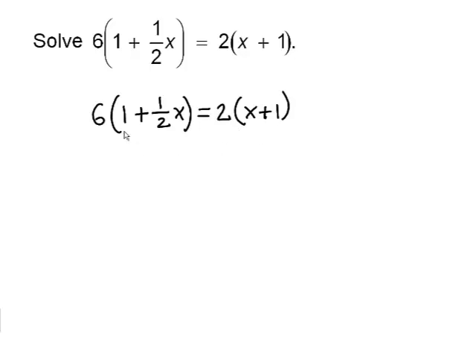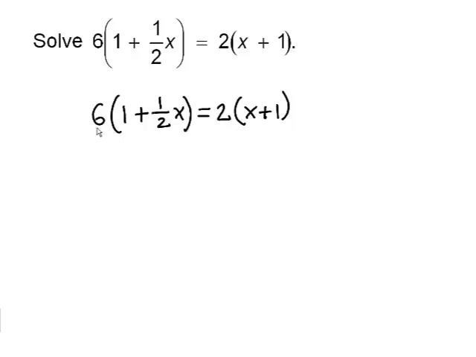In this equation, however, notice that we don't just have variable terms and constant terms. For instance, on the left side, we've got this whole expression multiplied by 6, and on the right side, we have this whole expression multiplied by 2. So the first thing we should do is use the distributive property on each side.